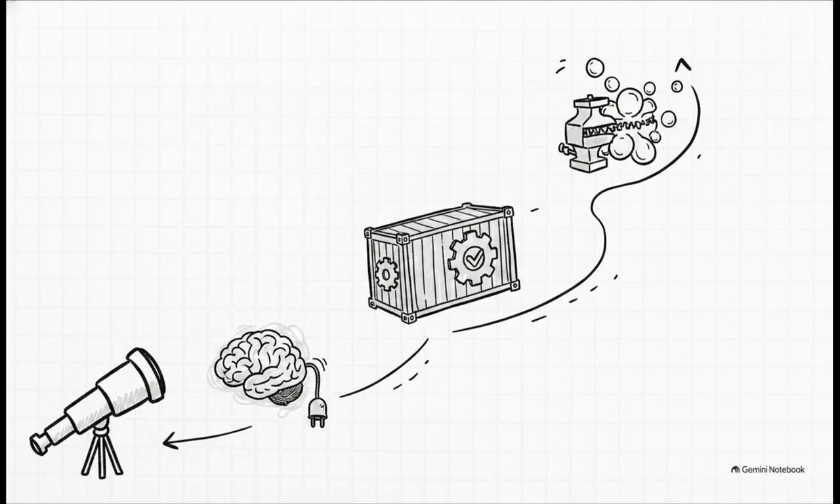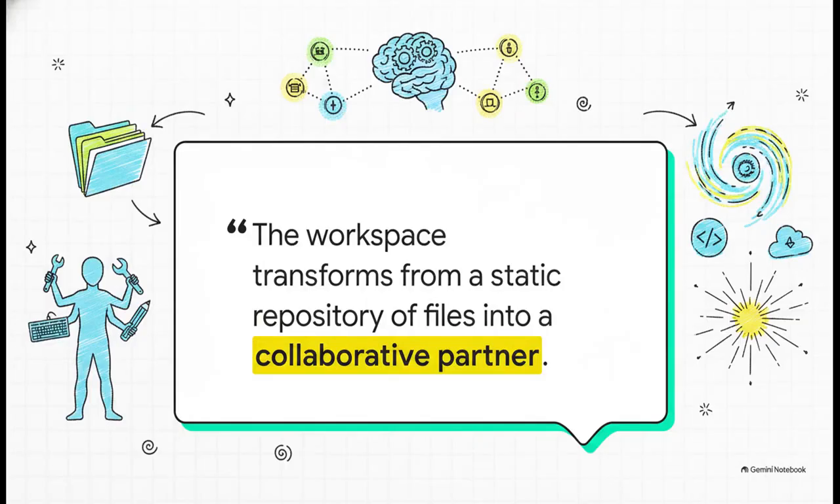So the agent won't just write code, it will be able to safely test it in an isolated environment before ever handing it back to you. As the white paper perfectly states, this setup changes absolutely everything. Quote, "The workspace transforms from a static repository of files into a collaborative partner." What you should really take away from this explainer is that your tools shouldn't just be passive storage anymore. They should be active, participating members of your engineering workflow.